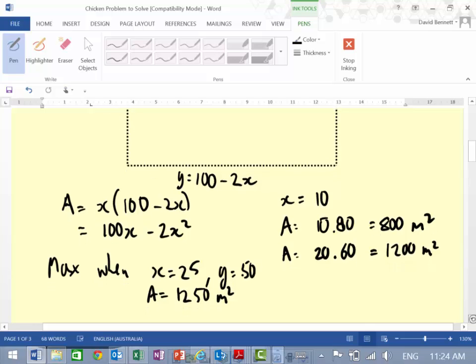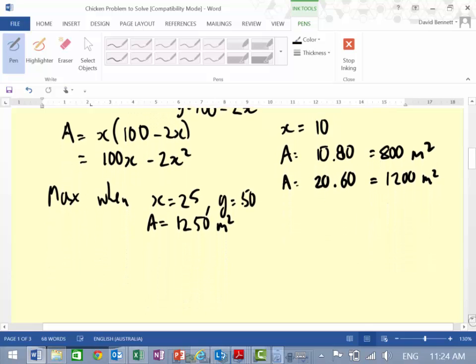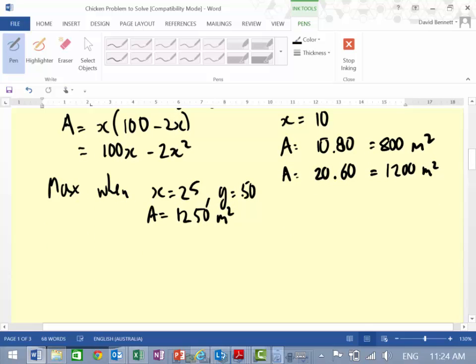Right, let's do a quick comparison now for our chickens. I need you to get your calculators out to help me here. Alright, so how many chickens, let's call this pen number 1 over here, and our maximum pen number 2. Alright, so let's do number 1 calculations. We've got an area of 800 square metres.